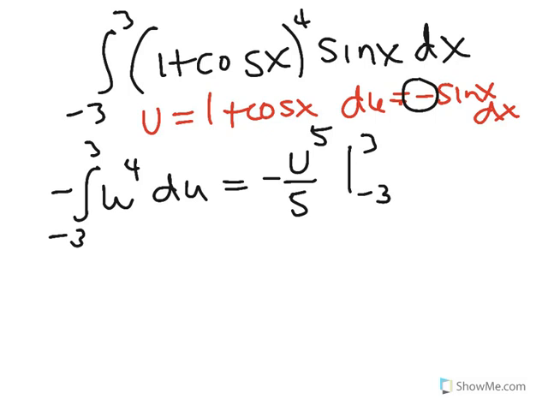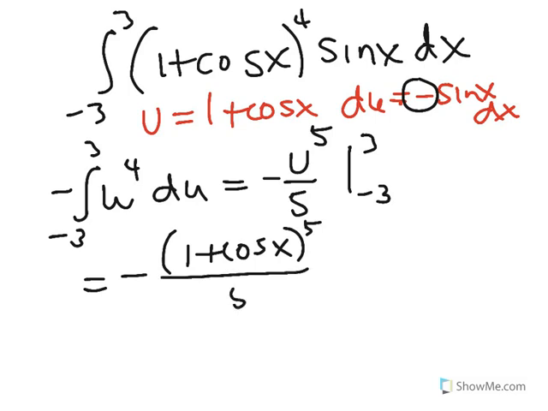Now we can replace the u with the expression that it's equal to. So we're going to have negative, and that's going to be (1 plus cosine x) to the 5th, all over 5. And we're going to evaluate that from -3 to 3. Okay, so now it's basically calculator time, and we're going to evaluate this expression at those two limits.